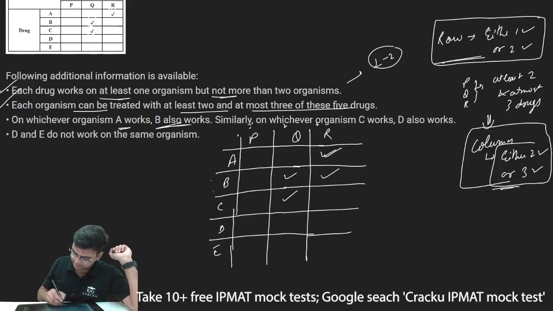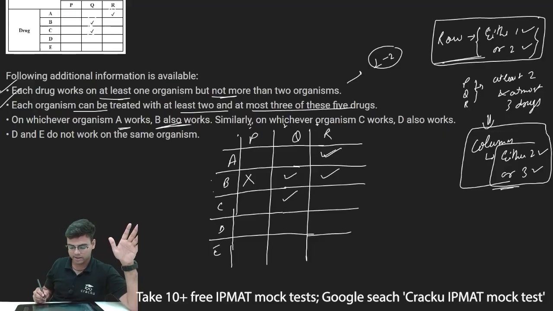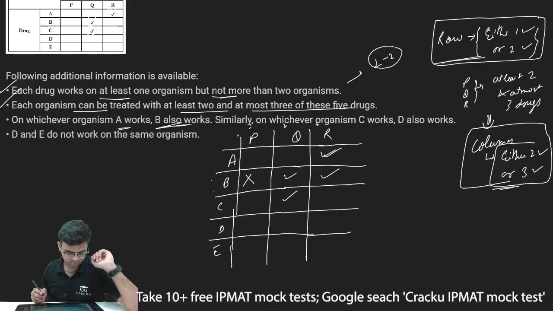Now it is clearly given that a row can have either 1 tick or 2 ticks. Now there are already 2 ticks, so I can definitely put a cross over here. I can say B does not work on organism P, because each drug works on at least 1 or at most 2 organisms, so B cannot work on P.